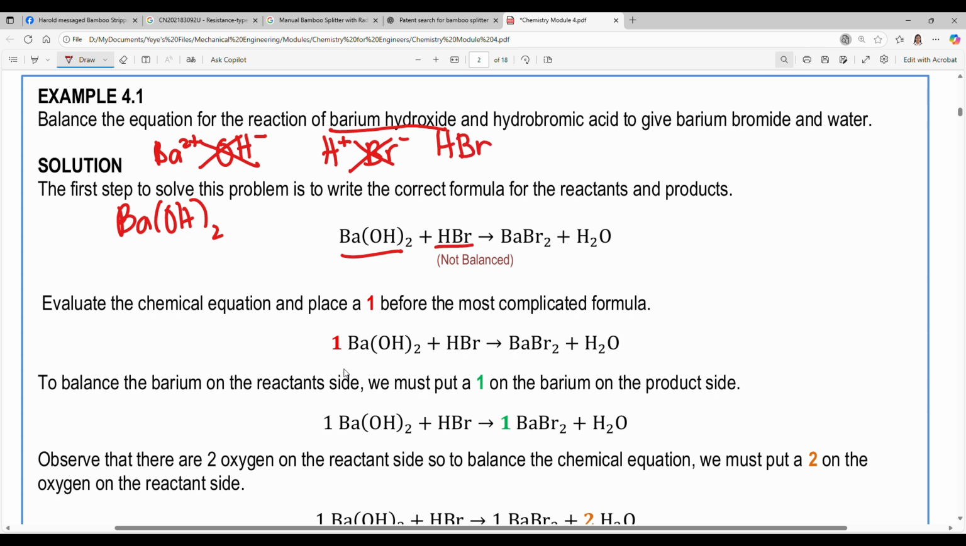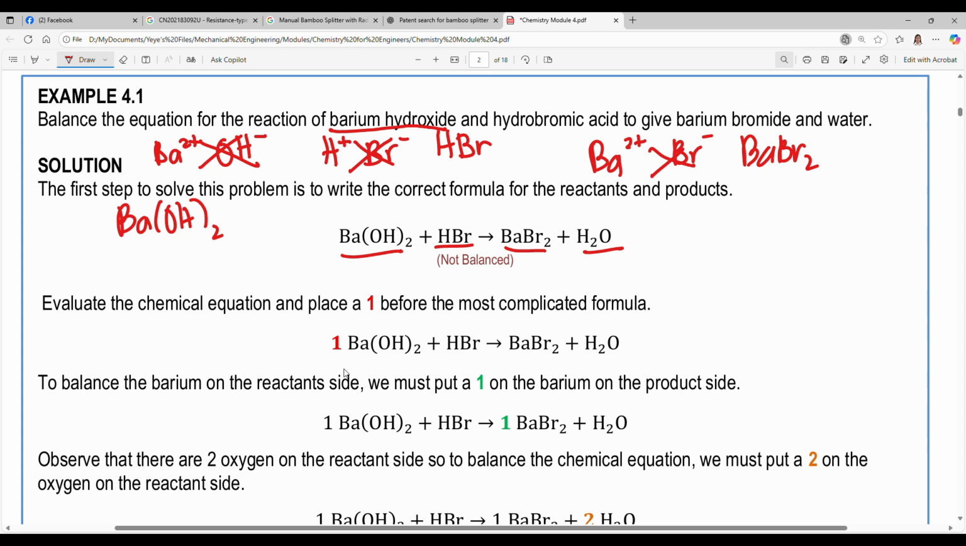This one is to give barium bromide. Barium is positive 2 and bromide is negative 1, so by crisscrossing, BaBr2. And water. Again, you should be able to interpret the given problem.